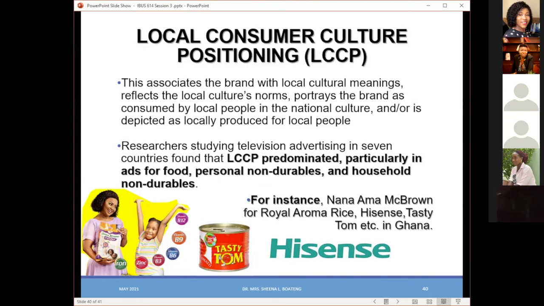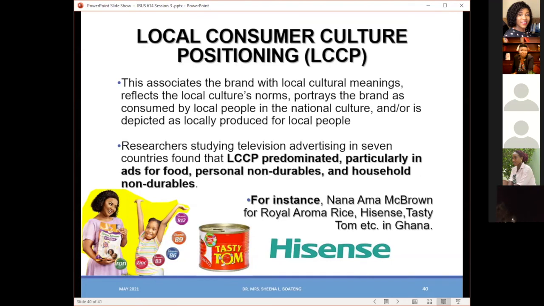And because of that, you have almost every popular food or non-durable personal brand that you can think of being represented by local celebrities like Nana Mama Brown, who have the ability to influence the behaviors and choices of the local people.